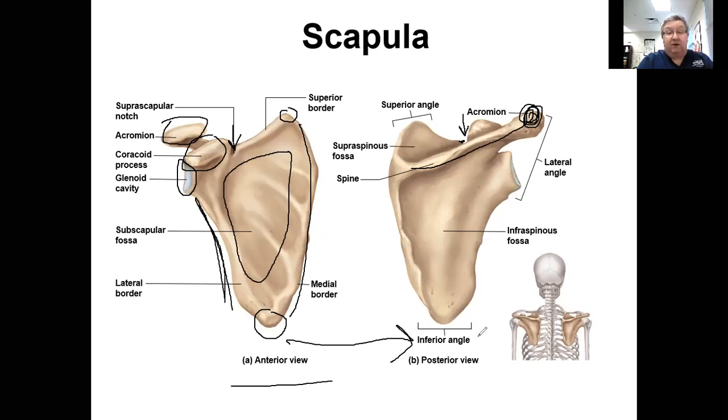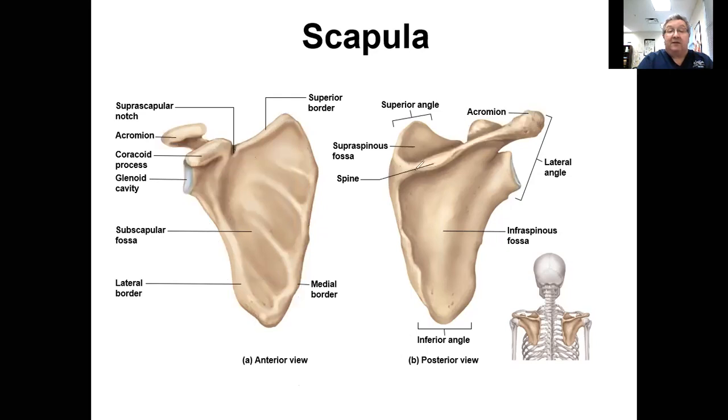Let's look at the posterior view of the scapula. An important structure, like I said, is this spine of the scapula. The spine of the scapula here, very important structure. If you see the spine of the scapula, you know that you're looking at the posterior portion. You're looking at the scapula from the back. The spine of the scapula splits the posterior portion into two parts.